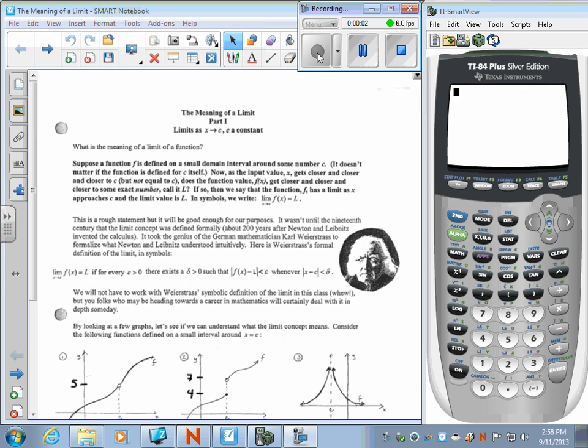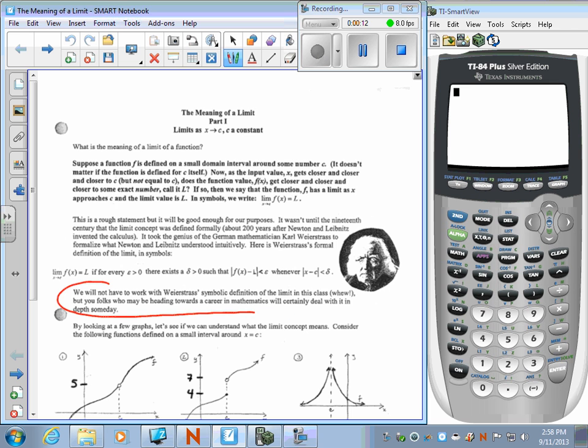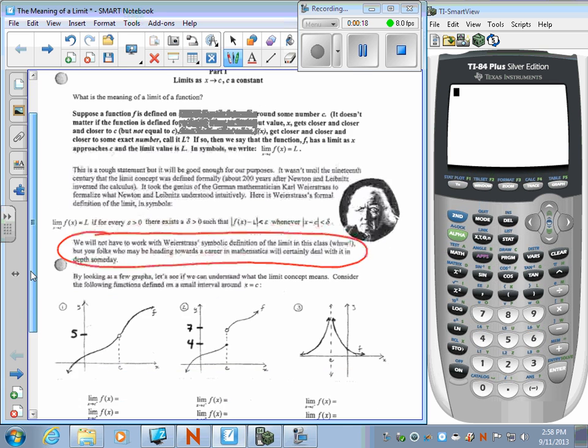Today we are talking about the meaning of a limit. Now, at the top we have this mathematical definition of a limit, and lucky for us, we will not have to work with this definition. You might see it someday. You can read it if you'd like. I'm going to move on.